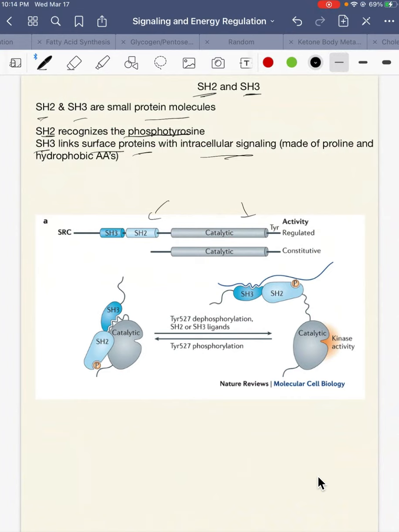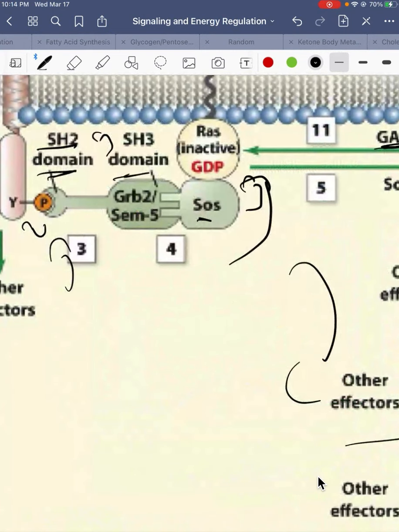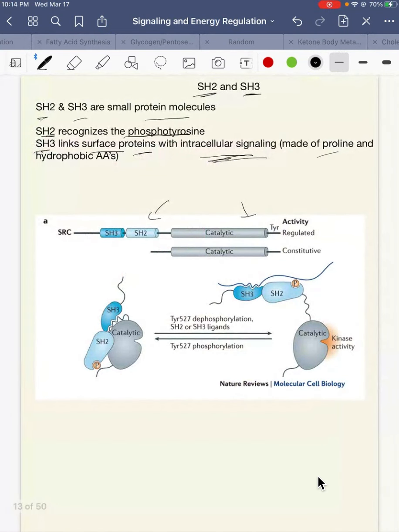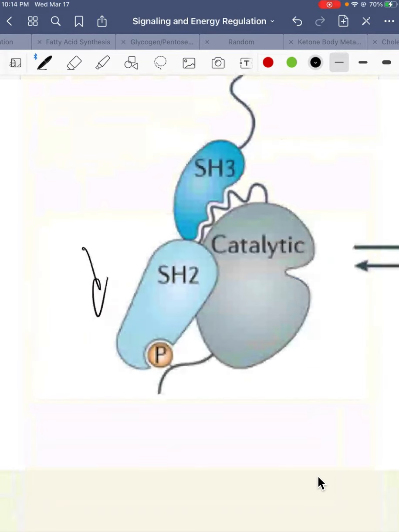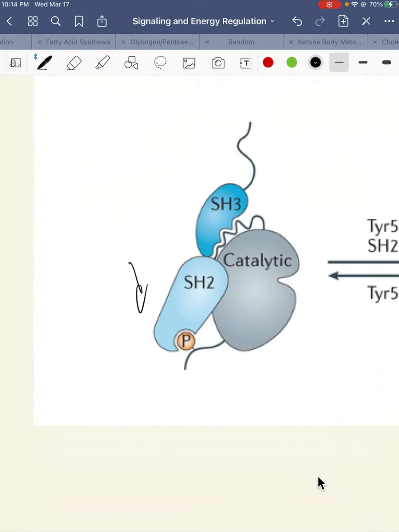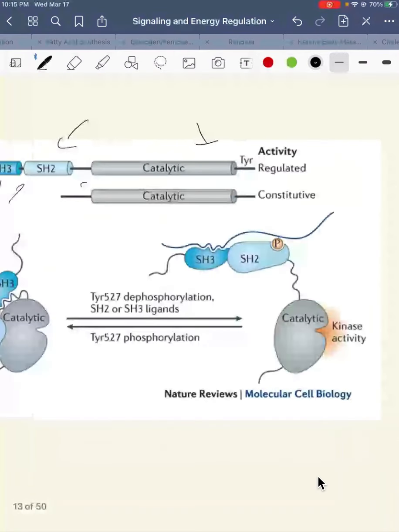And then with the intracellular signaling, that would be binding to SOS, allowing SOS to bind RAF. Or not RAF, RAS. Yeah, it binds RAS first. And then it's made of proline and hydrophobic amino acids. So this is their DNA. They have the catalytic domain, and they're usually transcribed together. And then this shows that when SH2 recognizes the phosphorylated tyrosine, SH3 comes along with it, and then they're able to initiate other things in the cell.